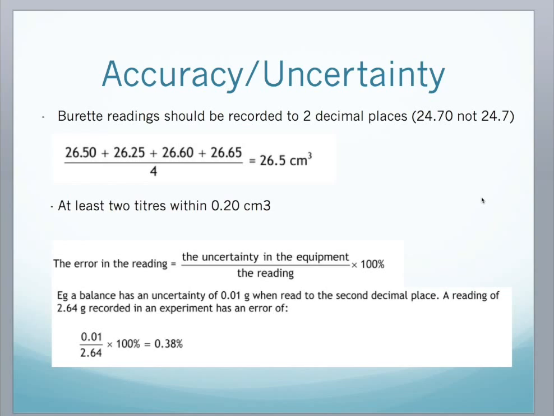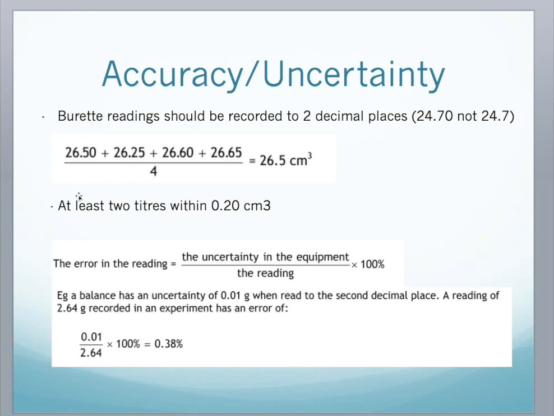So let's talk about accuracy and uncertainty. When you're doing titrations, over half the marks will be awarded for choosing 2 titers that are concordant, meaning that they are within 0.2 between the largest and the smallest. And always record your readings to 2 decimal places, so 24.70 and not 24.7, as you won't get a mark.